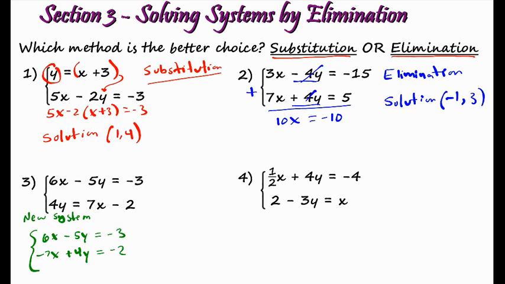And now you would choose which variable you'd like to cancel. If you want to cancel the x's, you would multiply the top equation by negative 7 and the bottom equation by 6. If instead you want to cancel the y's, you would multiply the top equation by 4 and the bottom equation by negative 5. After you've done that, you would then use a negative 1 to change the sign to make the variables cancel. They have to be opposite signs, and you would solve. So the solution for number 3 is 2, 3, and this would be done by elimination.